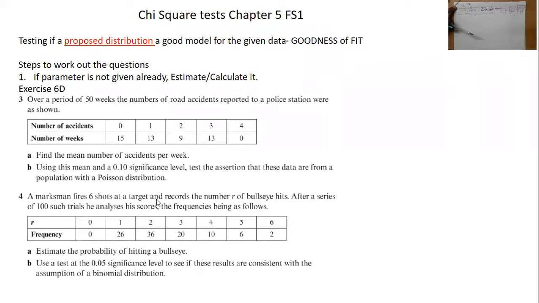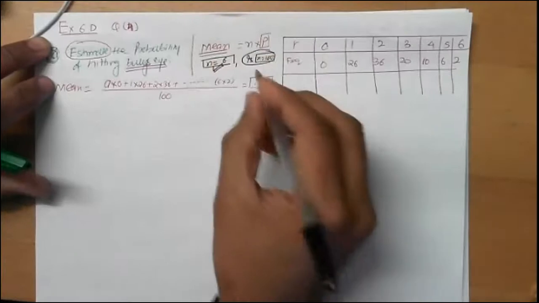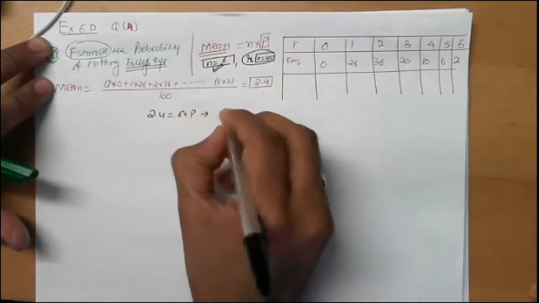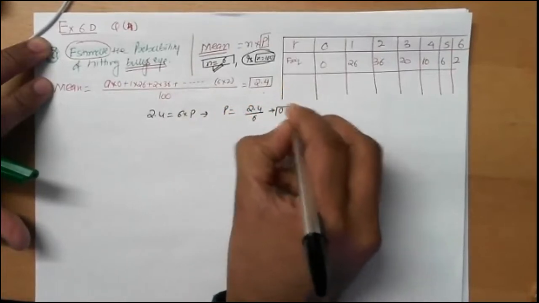But then he did 100 such trials. But in each trial, remember, n is 6, because out of the 6 shots, we recorded the frequency of how many times he hit the bullseye. So n is not 100, n is 6. This is really important that you understand that part. So guys, n equals 6. So 2.4 is equal to 6 times p, so p will be 2.4 divided by 6, which is 0.4.